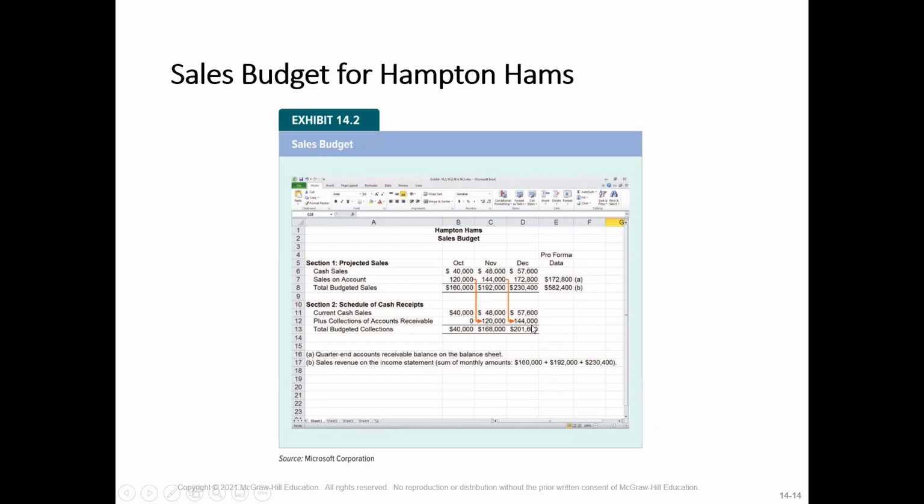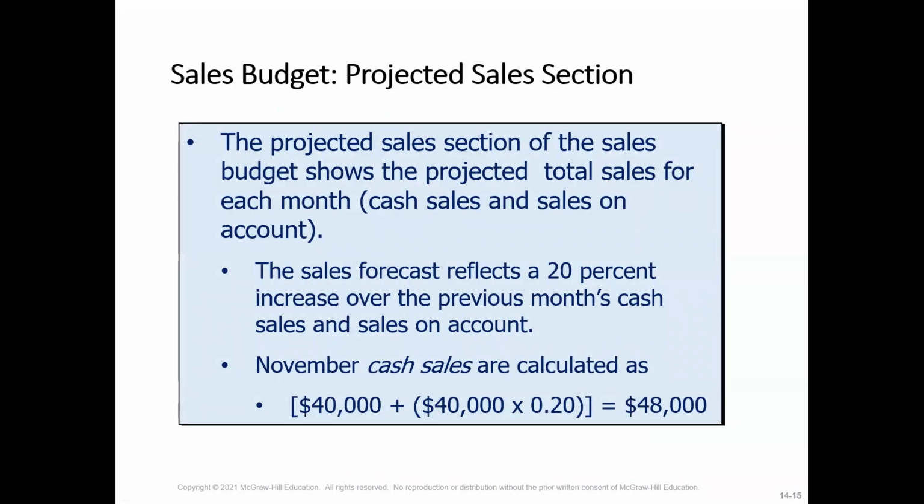So all of this combined, if we added the three together, we might have our schedule of cash receipts, but we're not done with it yet. So we have total budgeted collections, but we have other elements to take into consideration as well. So that's why you don't see any pro forma data happening at the end of section 2. So the sales budget is the beginning. Projected sales.